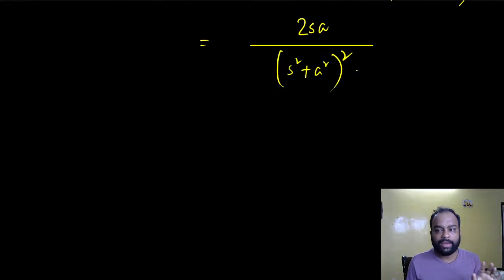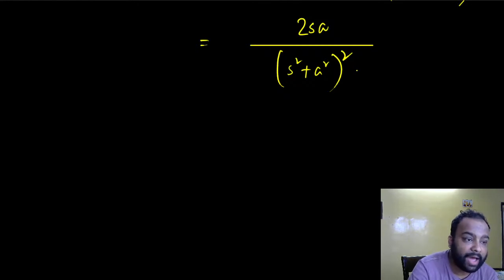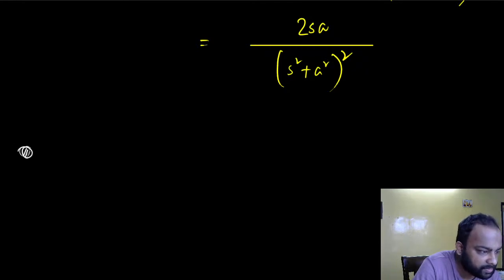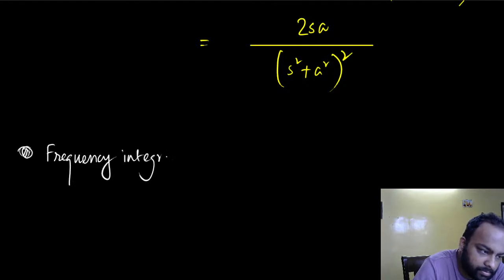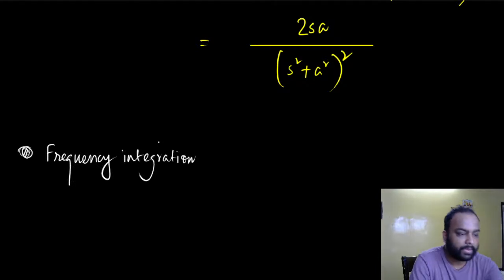We are left with just one more property here. Again, if you have any difficulty understanding any of these, feel free to ask. So we have one more property, the property of frequency integration. Now this property is used in some other contexts. In our control system engineering, I haven't really used this property anywhere.